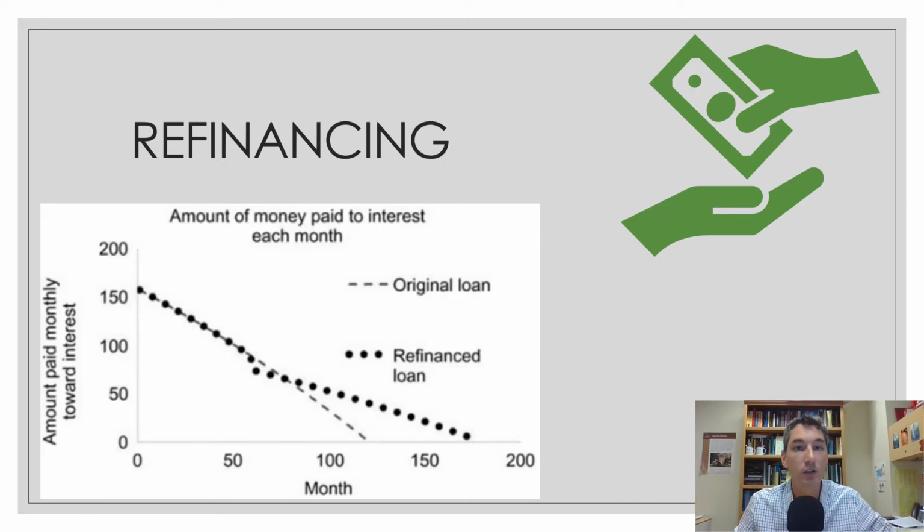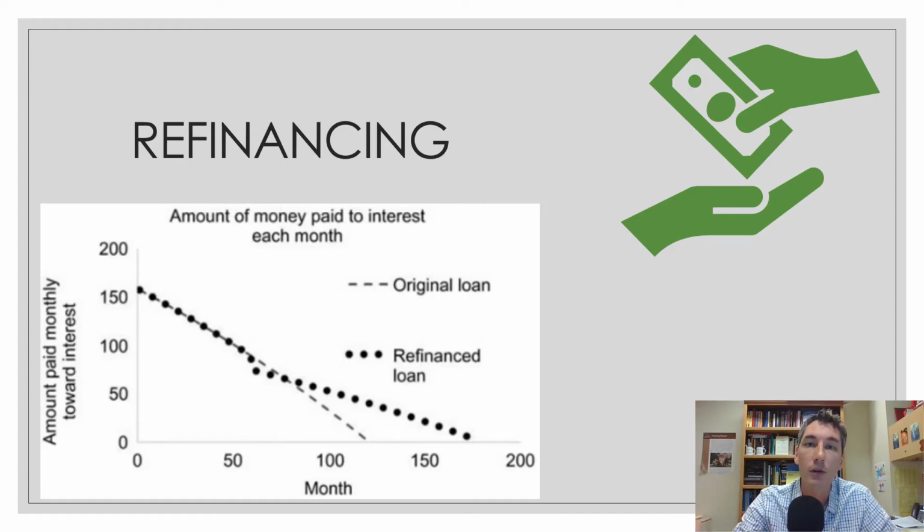What happens when you do refinancing, as you can see in the graphic here, is because refinancing typically extends the length of the loan, the amount of money paid to interest generally decreases. So as a loan progresses, you end up paying less over time. So look at the dashed line. How much money is being paid to interest each month? It starts out around $150, and after 120 months, the dashed line is down to zero.